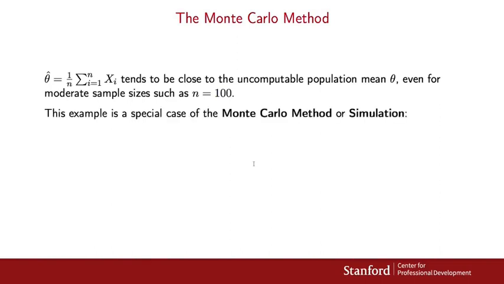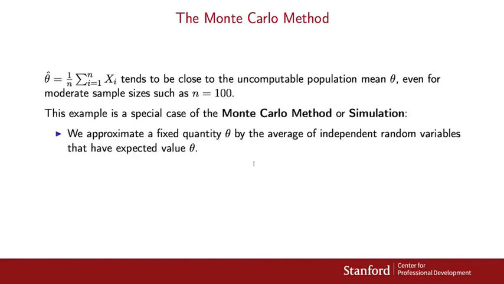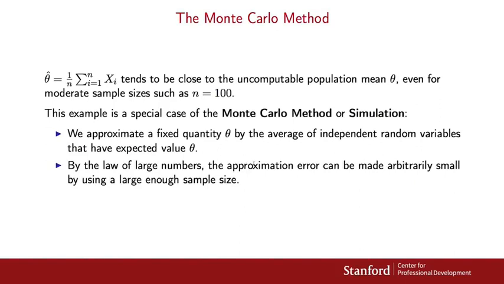This is a simple example of the Monte Carlo method. Sometimes it's simply called simulation. What that method does is it approximates a fixed quantity theta by the average of independent random variables that have expected value equal to theta. Then, by the law of large numbers, the approximation error can be made as small as you wish by using a large enough sample size.